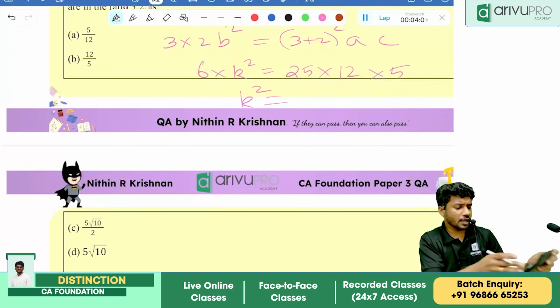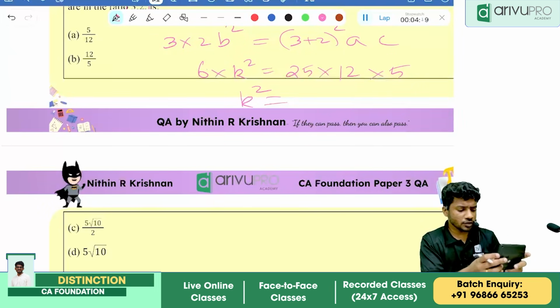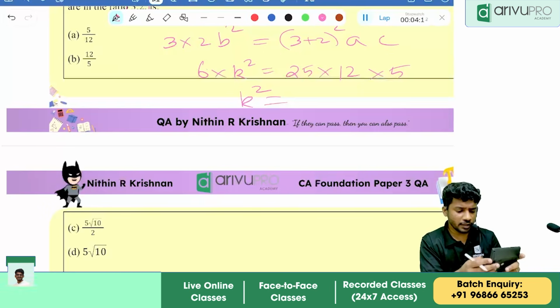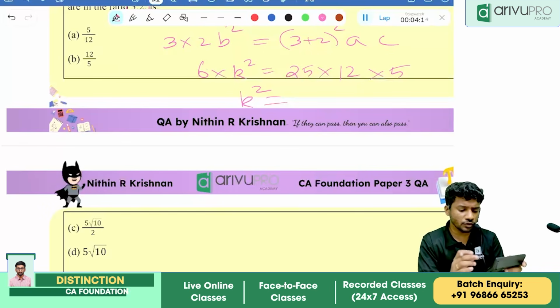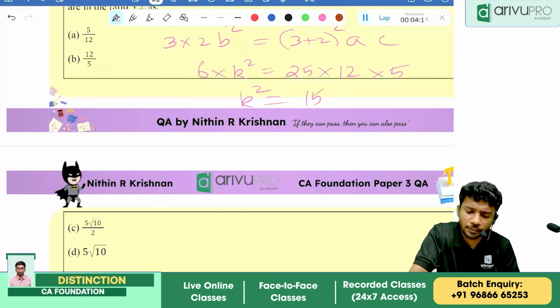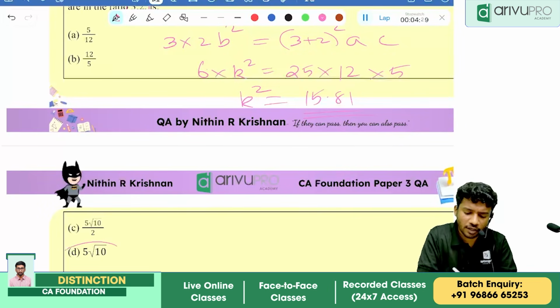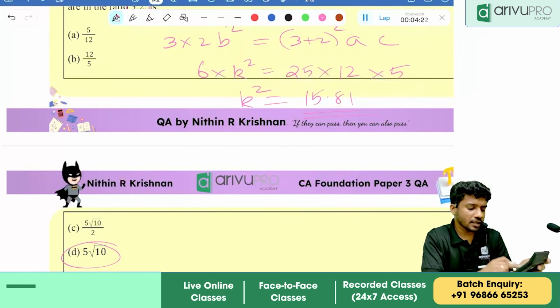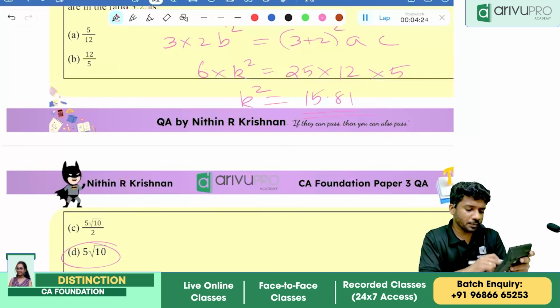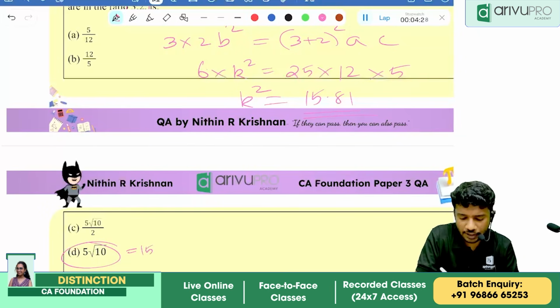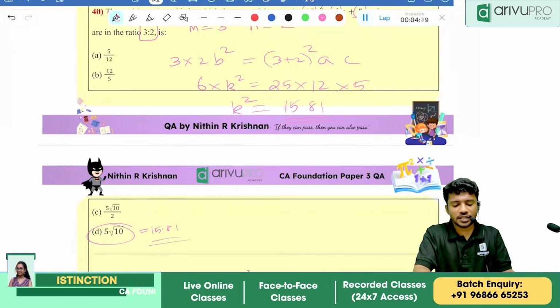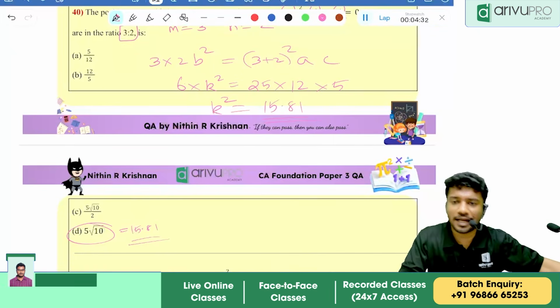People tell me, I'll also do it. 25 into 12 into 5 divided by what? 6, which is equal to 250. Then root is how much? The root of 250 is 15.81. Now check option D. 5 root 10. Calculate in calculator. Type 10, then click root into 5. You are getting 15.8. Which option is the answer? Option D is the answer.